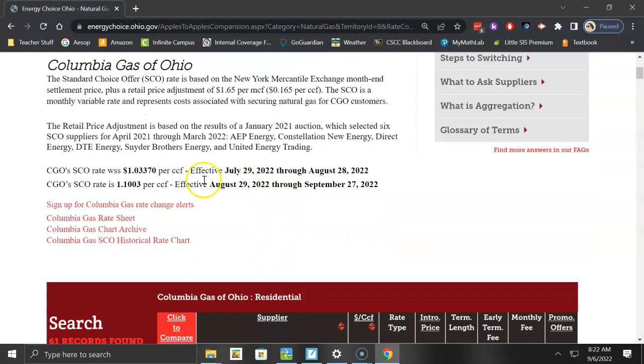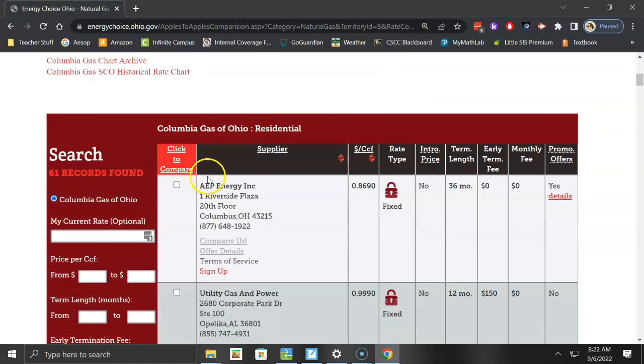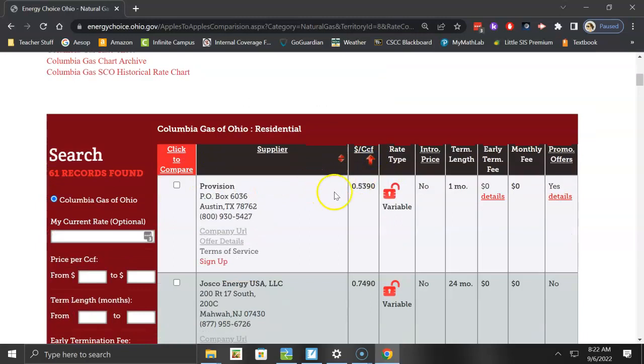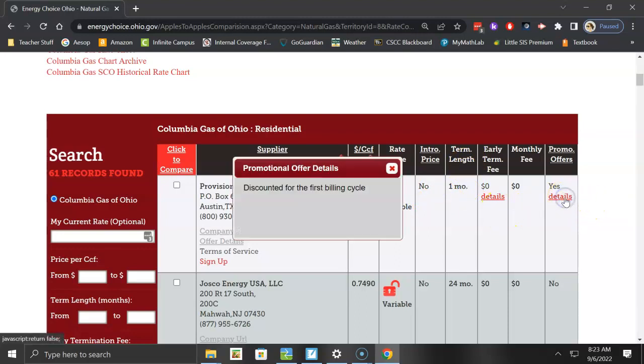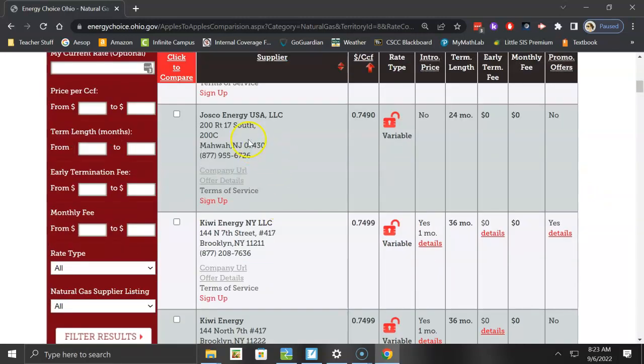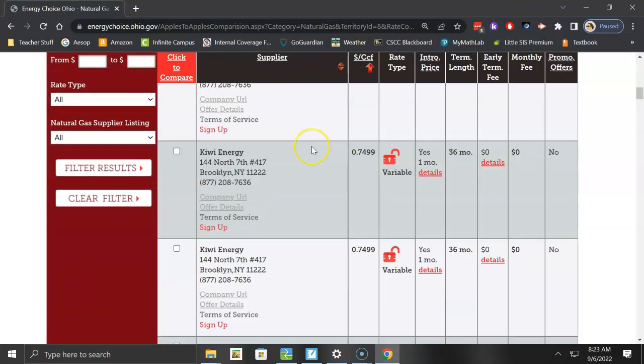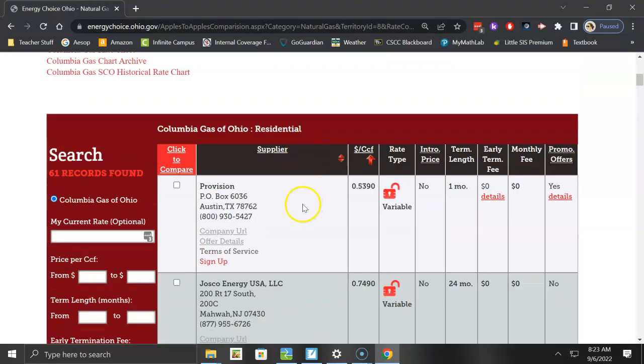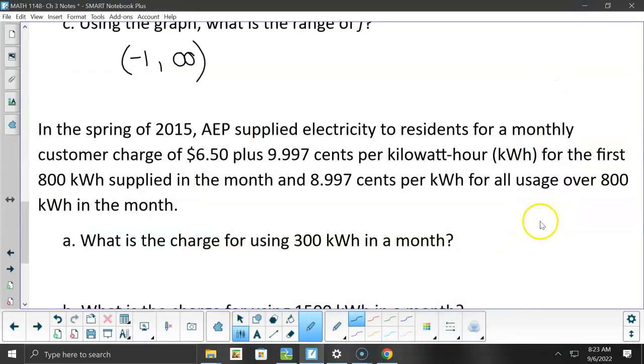So like Columbia Gas right now is going up to $1.10 for natural gas. And then if you look at some of these prices, I can get it for half price. I just have to sign up and go through this company. So it's a variable rate. There is no intro price. It goes month to month. And apparently there's promo offers. But this one offers 75 cents. So it's kind of cool to look at, but kind of terrifying because you have to stay up on it.